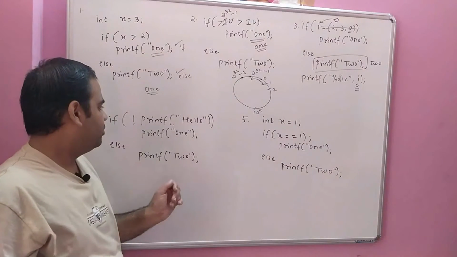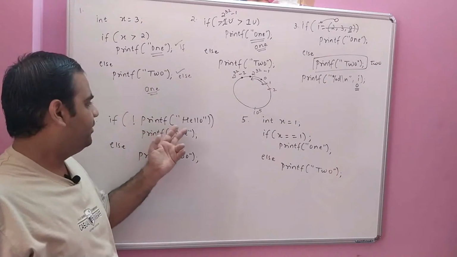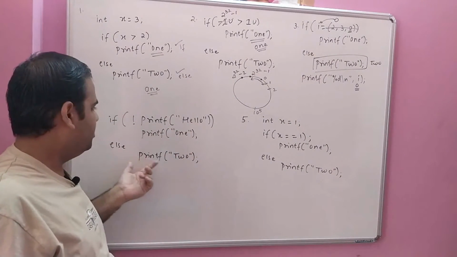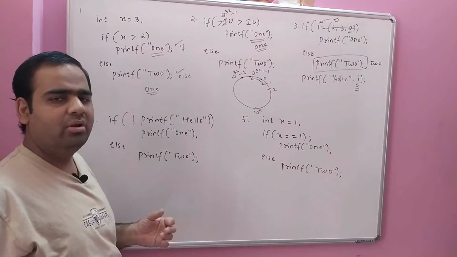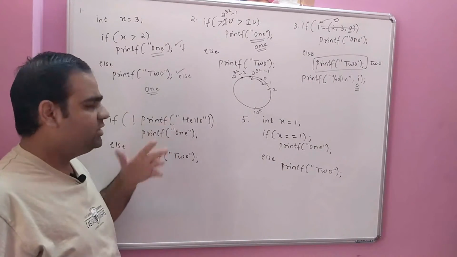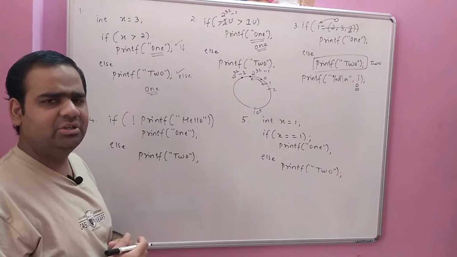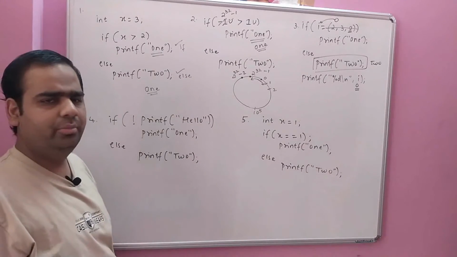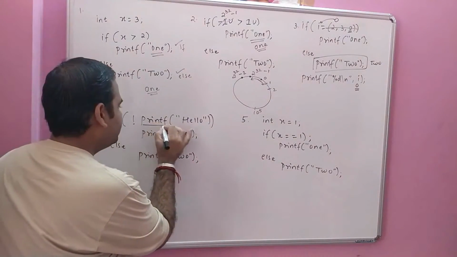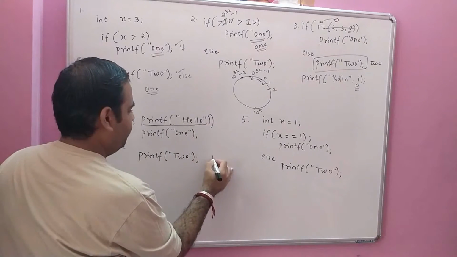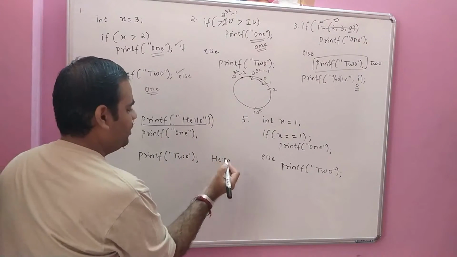Let us look at the output of this. If not printf("hello"), printf("1"), else printf("2"). We already know that a condition can be a function call. First, the condition should be evaluated. Evaluate this printf hello. Therefore, on the output screen, we see hello.